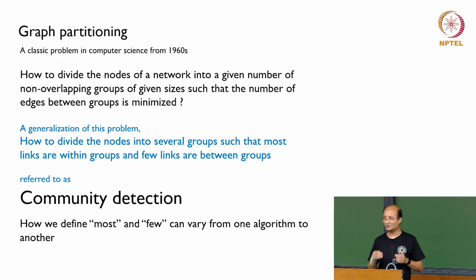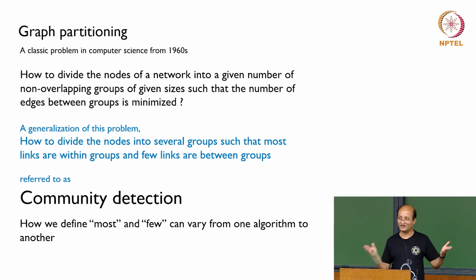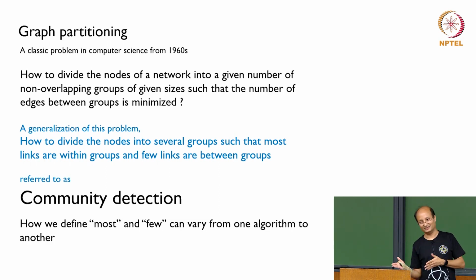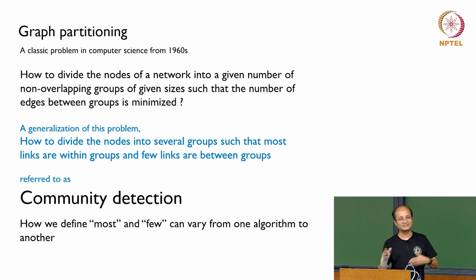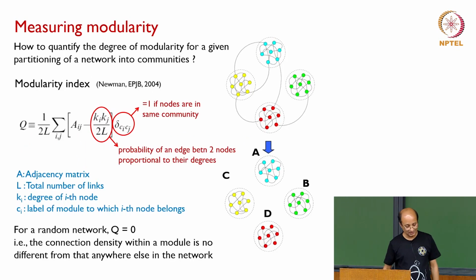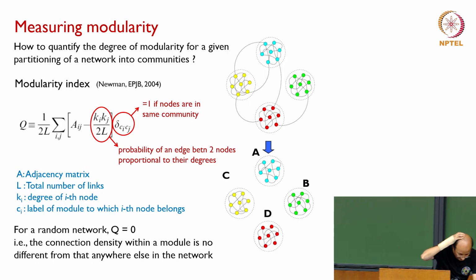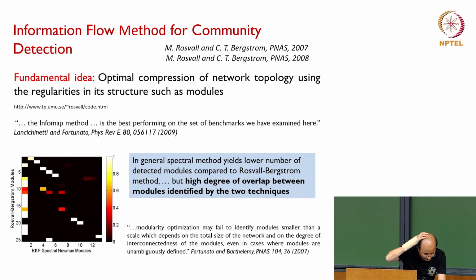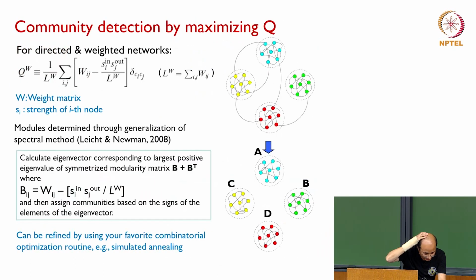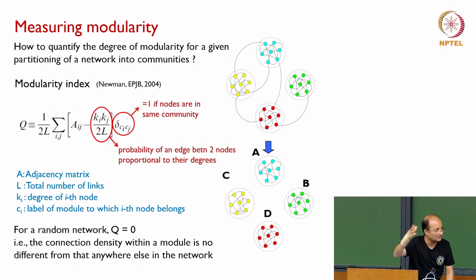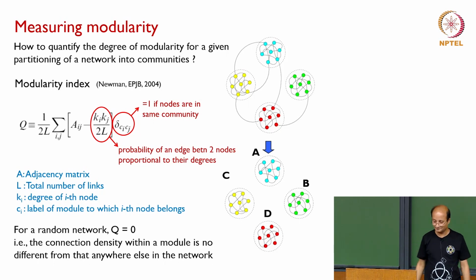It turns out that how you define "most" and how you define "few" is what differentiates one community detection method from another. Any community detection method you see basically boils down to defining most and few in a particular way. I won't go into this classic graph bisection problem because of lack of time, but I do have a tutorial set of slides which someone can go through during the tutorials, which goes through this in great detail.